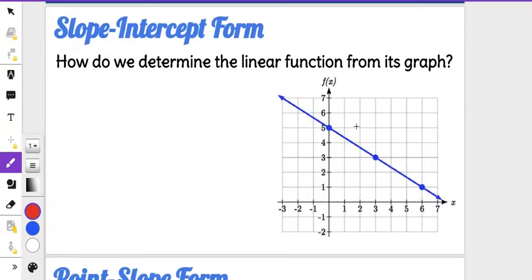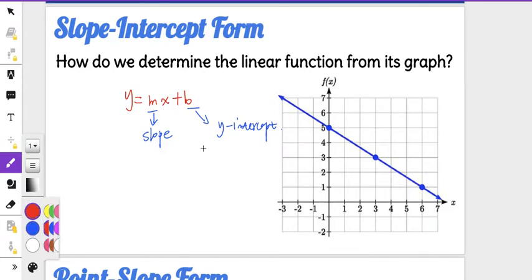Let's use the graph of a linear function to review how we create the equation of the function in slope-intercept form. As we know, slope-intercept form is mx plus b. M stands for slope, and b is the y-intercept. So we always start from the y-intercept, which is where the line intercepts the y-axis, which is here. I know the value is 5, so that means b is 5. So the function will look like something x plus 5. I leave the blank here because next we are going to figure out the slope.